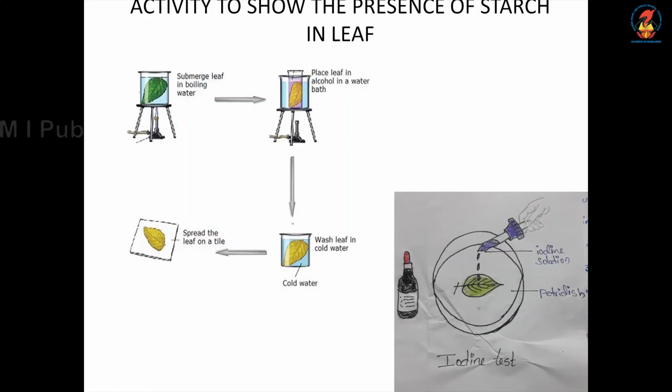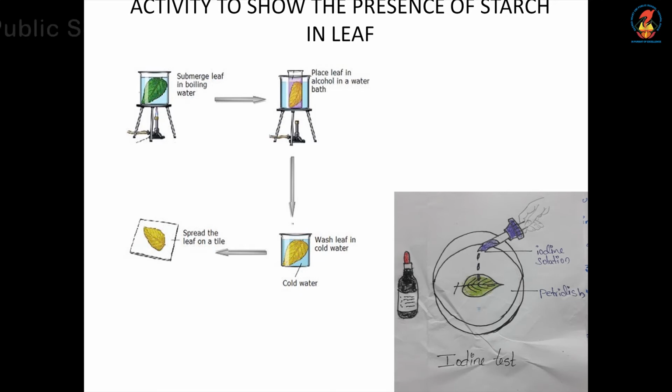Observe this diagram carefully. See the first picture. You have a beaker. In the beaker, can you see water? Inside that water you have a green leaf. That green leaf is plucked from a plant. It's a healthy leaf taken from a healthy plant. So a healthy green leaf is taken for doing this experiment, and it is kept inside a beaker which has water. Make sure the leaf is completely submerged inside the water.